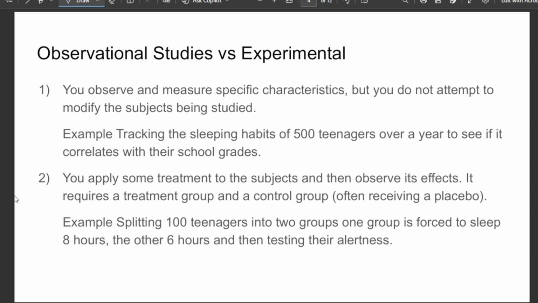And in experimental, you apply some treatment to the subjects and then observe its effect. So you are messing with the subject. It requires a treatment group and a control group, often receiving a placebo. An example is splitting 100 teenagers into two groups, where one group is forced to sleep 8 hours and the other 6 hours, then testing their alertness. That's for observational, and this is experimental.